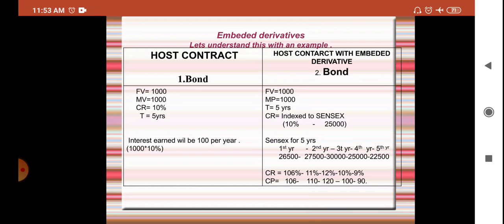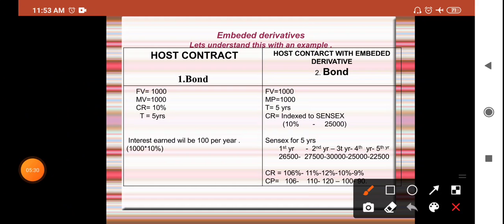So here, we will take an assumption, an assumption of the Sensex. In the first year, assume the Sensex is 26,500. In the second year, it is 27,500. In the third year, it is 30,000. Fourth year, 25,000, and fifth year, 22,500. So these are the values. It is changing. It doesn't remain the same.